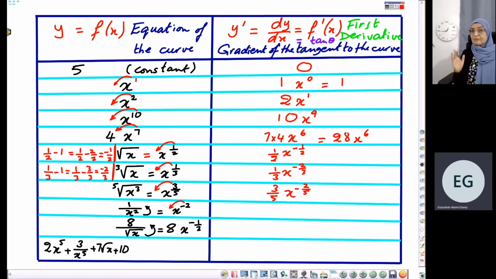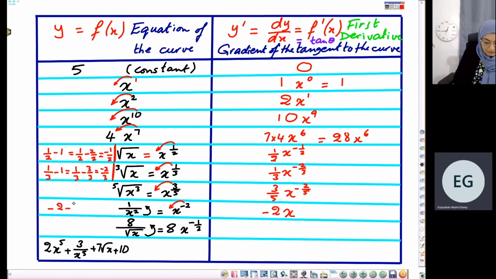First of all, whenever you see a root, a square root, a cubic root, or whatever, or you find x in the denominator, you have to put it in index form. x to the power of something. Then you start saying power goes down, decreases by 1. Now, this power -2, when it goes down and decreases by 1, think about it.